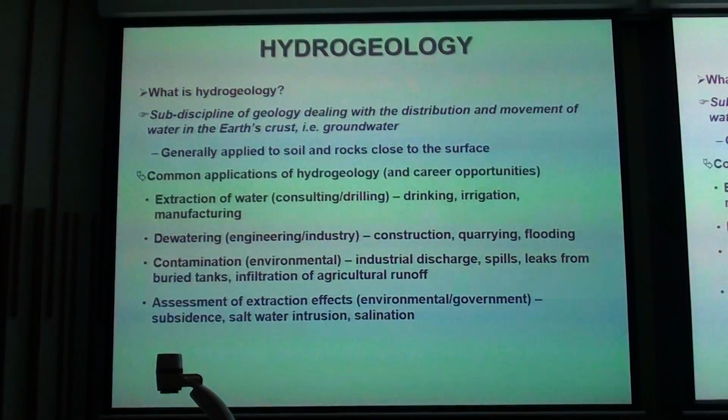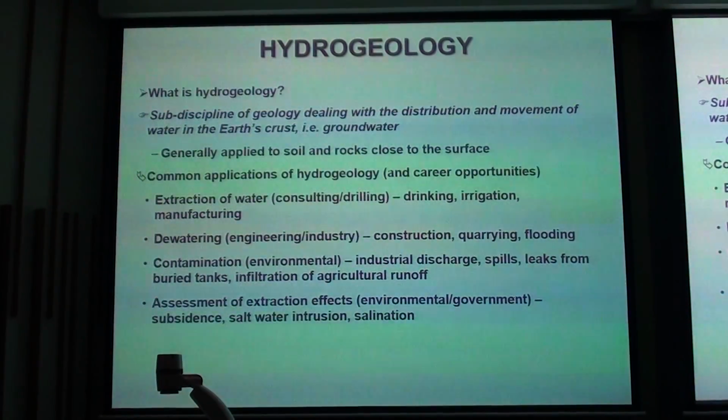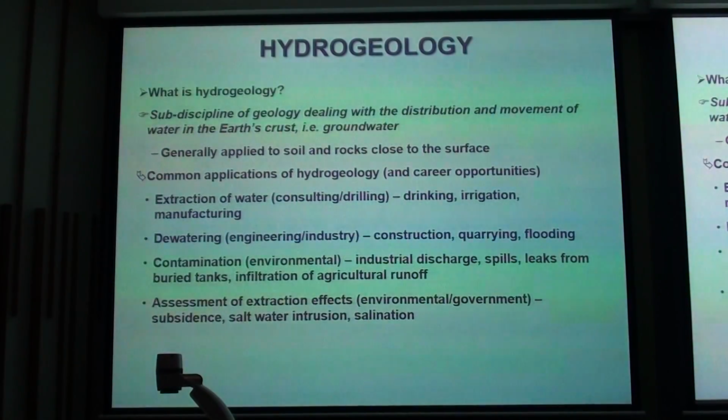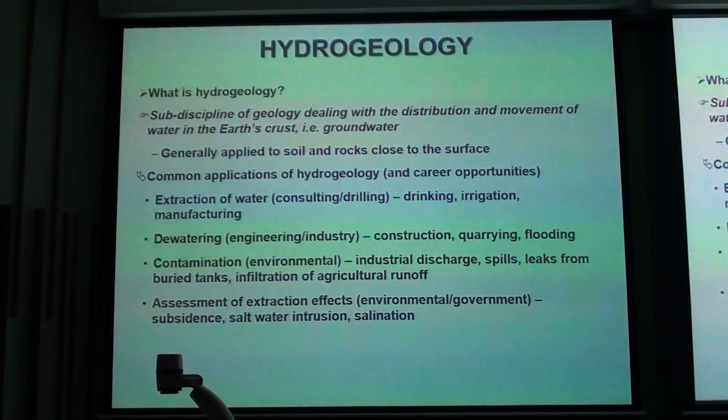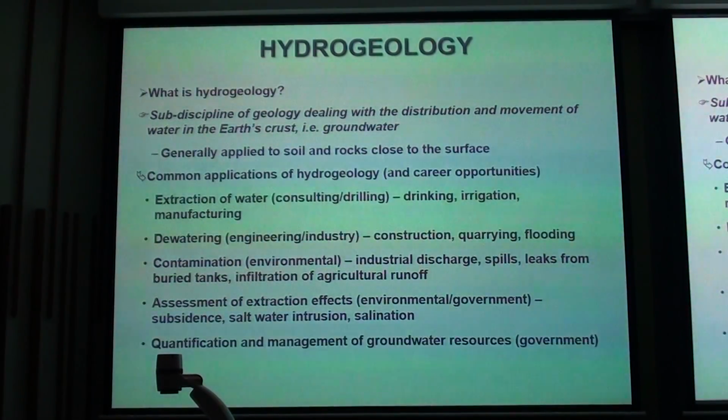Assessment of extraction effects. You can't just take water out of the ground and have nothing happen, okay? And sometimes the consequences can be quite severe if you're near the coast and you've got a nice freshwater aquifer that you're drawing water from. Eventually the water table aquifer drops, the pressure drops, seawater starts encroaching. Once that happens, it's irreversible. Okay? So again, another use of the study of hydrogeology. And also the quantification and management of the resource itself.